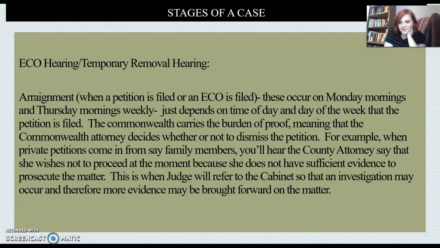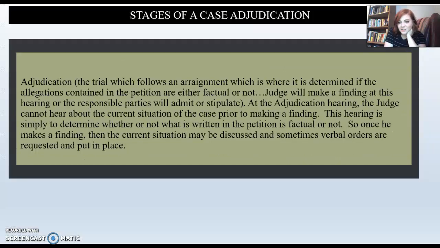And then stages of a case, you've got your ECO hearing. That's when a petition is filed of neglect or abuse or dependency, and that's when the prosecutor is deciding to either move forward or not with the case. Then you'll have the adjudication, and that is simply the trial. That's when you bring all the evidence to the court, and a trial may be held to determine if the allegations are in fact factual or not.